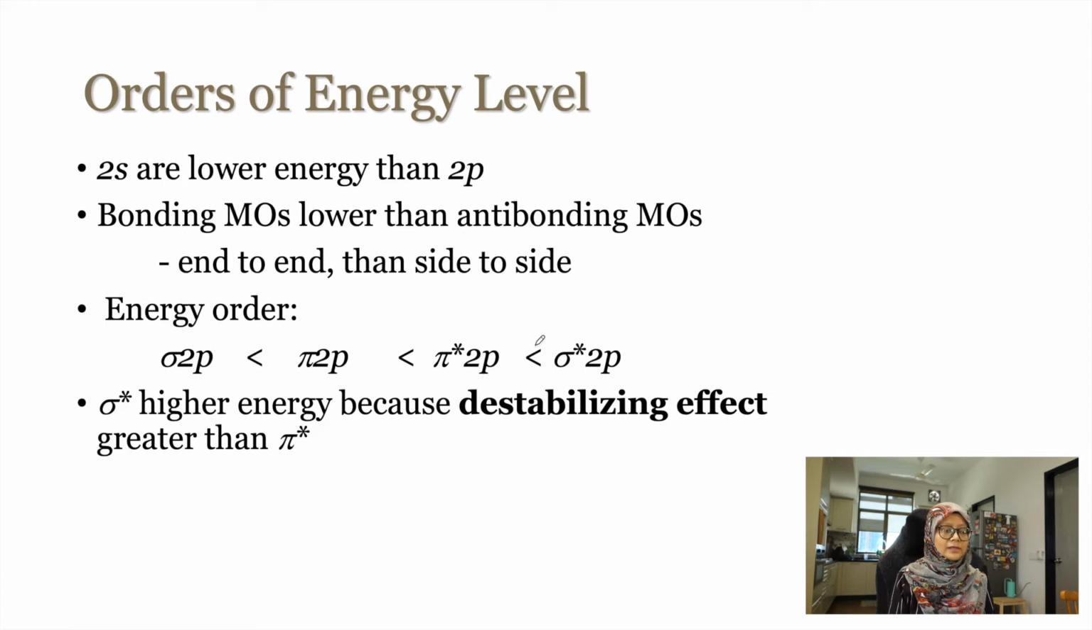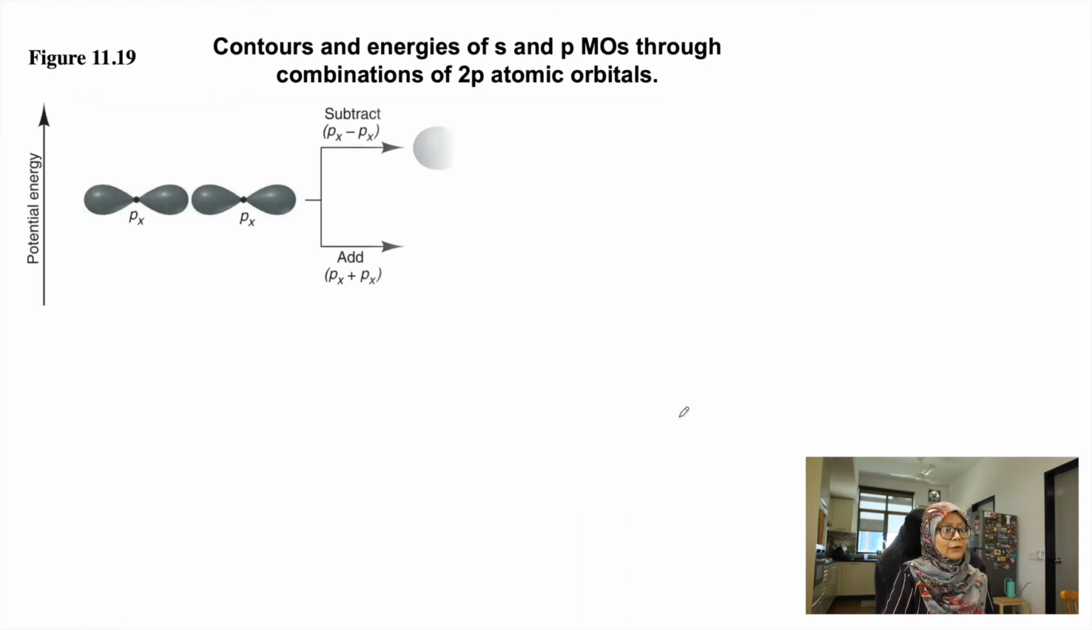Why do we have this kind of arrangement? Because the sigma 2p here has higher energy because of a destabilizing effect that is greater than the pi star. For the destabilizing effect, I will explain more during our virtual class. Alright.